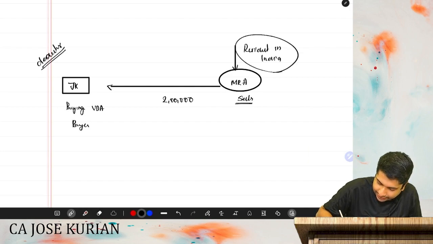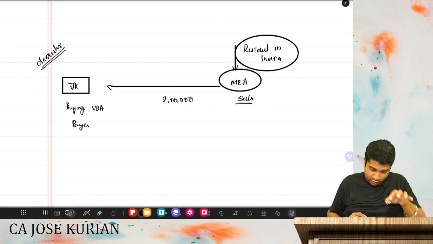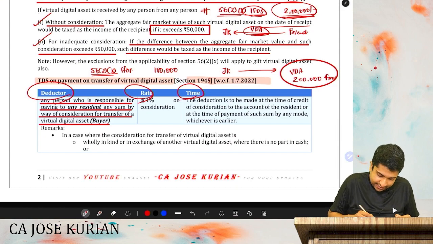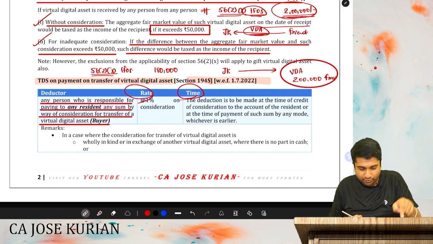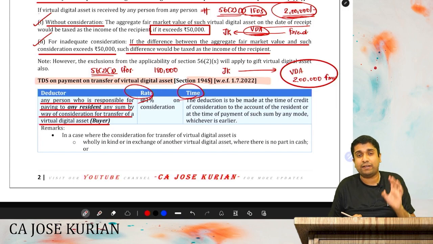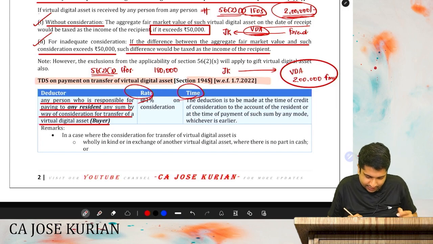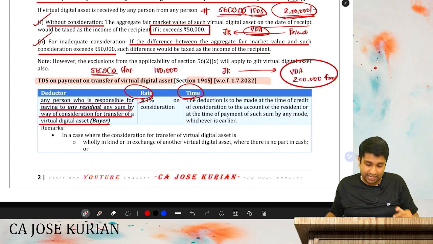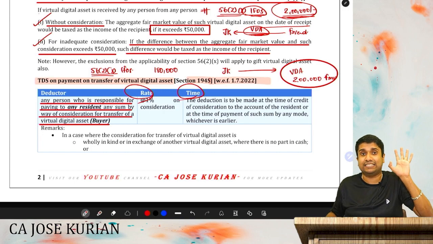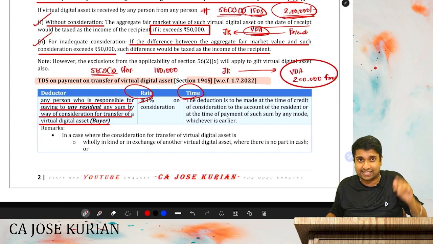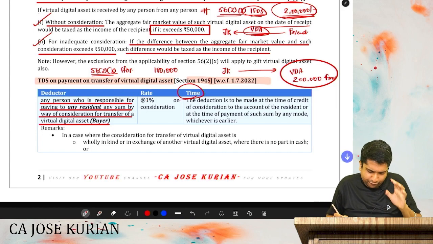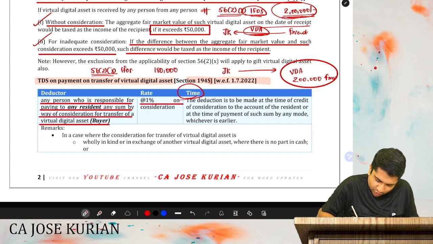Resident in India. That's what the income tax department says. So come back to the point, friends. Who is a deductor here? They say any person who is responsible for paying to any resident. That means the payee should be a resident. Any sum by way of consideration for transfer of virtual digital assets. That means the buyer is the deductor under 194S. Now, what is the rate? Under 194S, the rate shall be 1% on the consideration.